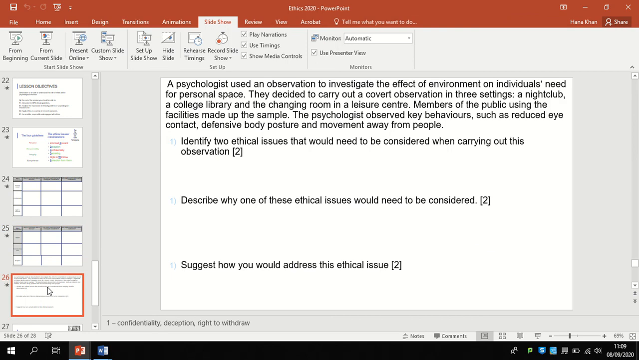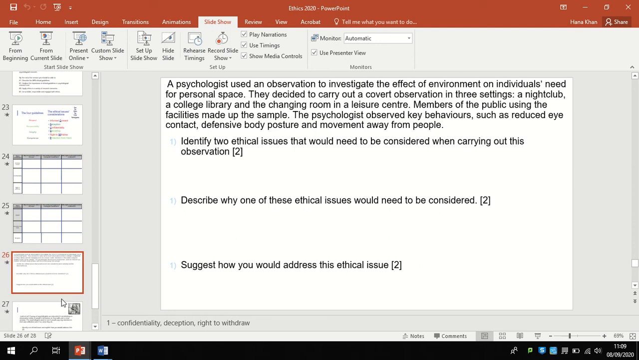Then we also have some exam questions. Now, we have smaller exam questions like identify 2 ethical issues that would need to be considered when carrying out this observation. So they've got an observation here. Remember, covert means undercover observation, so people don't know they're being studied. So what sort of ethical issues would you need to consider when carrying out this observation?